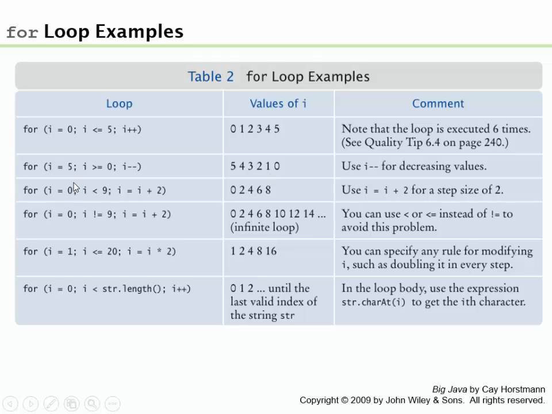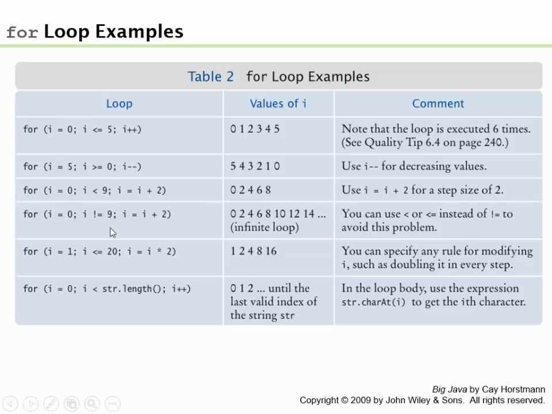Say you want to change i by 2 instead of 1. You don't have to just increment by 1. You can change i lots of different ways. So here we're going from 0, i is less than 9. So we start out at 0, 2, 4, 6, 8. Finally we get to 10. 10 is not less than 9. So the loop ends at that point. So this is what you see for the values of i.